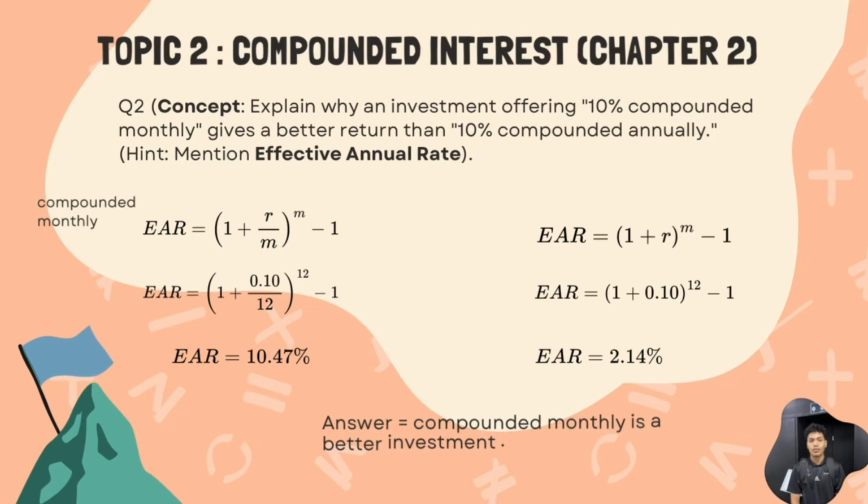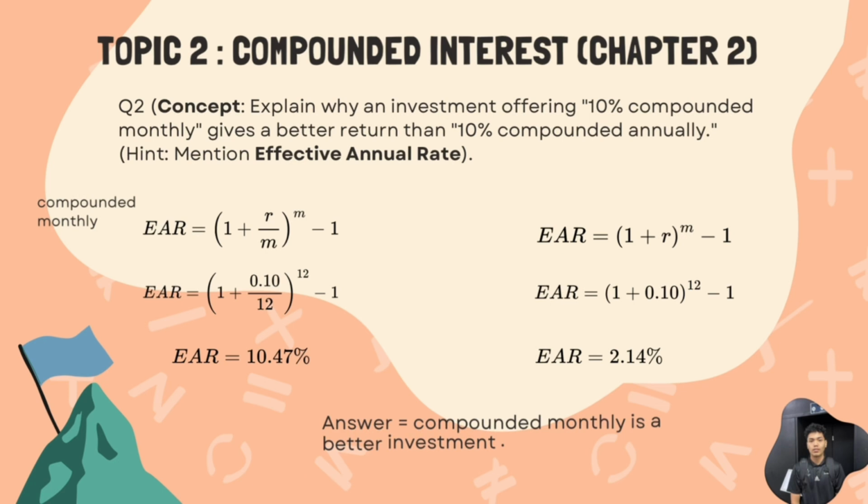Question number 2. Why does an investment offering 10% compounded monthly give a better return than 10% compounded annually? Using the formula EAR equals bracket 1 plus R divided by M, bracket, power of M, minus 1.